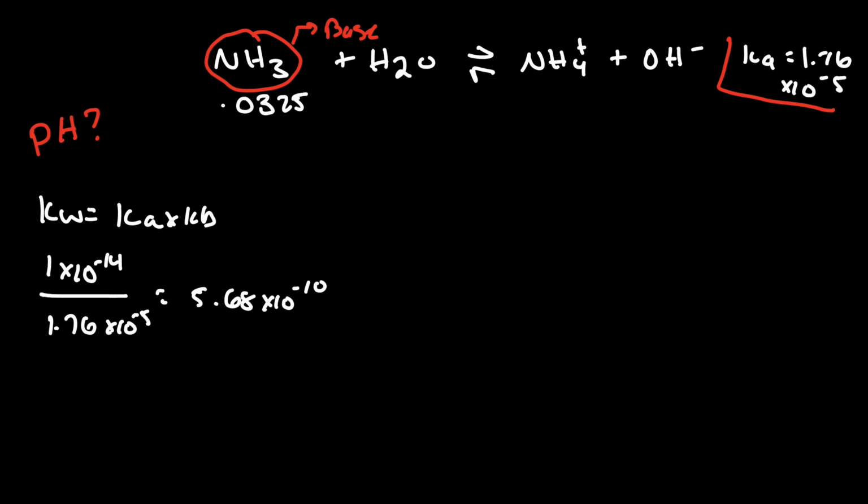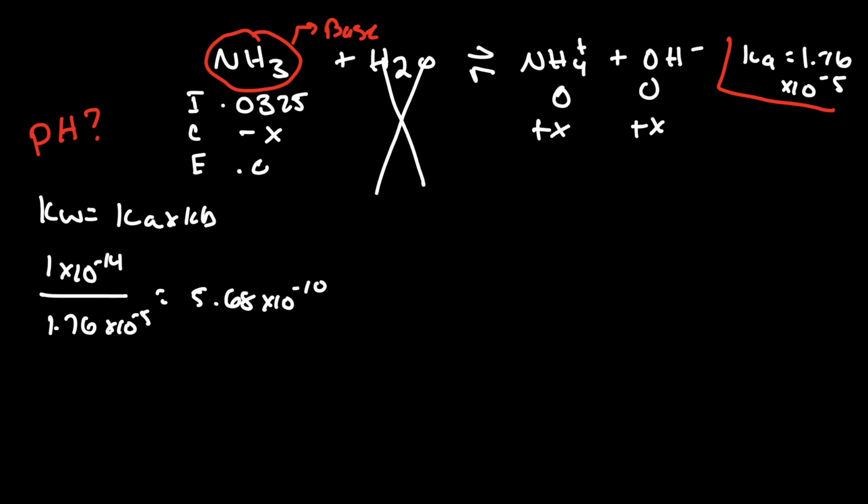Okay, so now we can solve this problem kind of like normal. So we create our ICE box. We're kind of congested here on space, but we'll make it small. We don't have to worry about our water. We have 0, 0. We have some change here. We're going to add that change here and here. And again, the molar ratio between these is all 1 to 1, so we don't have to worry about multiplying x by anything. So equilibrium then is 0.0325 minus x, plus x here, and another plus x.